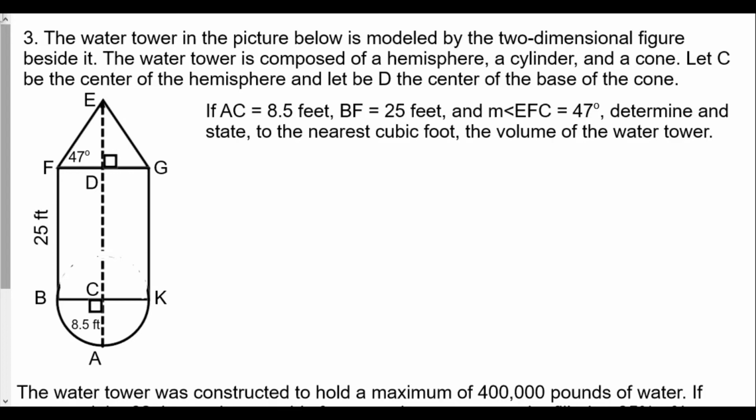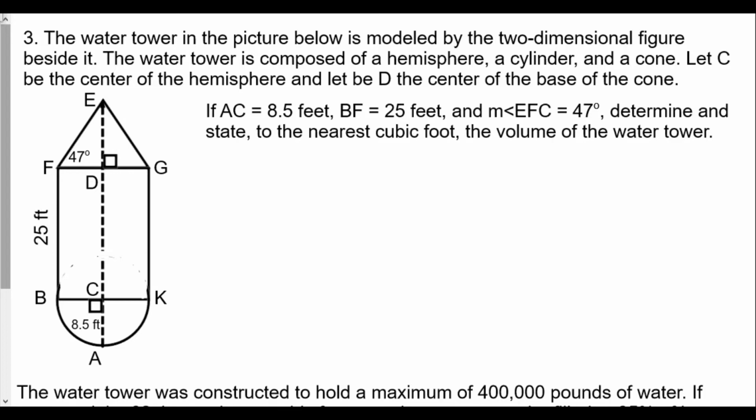In this case, we see a water tower in a picture below, modeled by a two-dimensional figure beside it. I did not include the picture of the water tower, but it looks kind of like this. It is composed of a hemisphere, a cylinder, and a cone. Let C be the center of the hemisphere and D be the center of the base of the cone. If AC equals 8.5 feet, BF equals 25 feet, and the measure of angle EFC is equal to 47 degrees, determine and state, to the nearest cubic foot, the volume of the water tower.